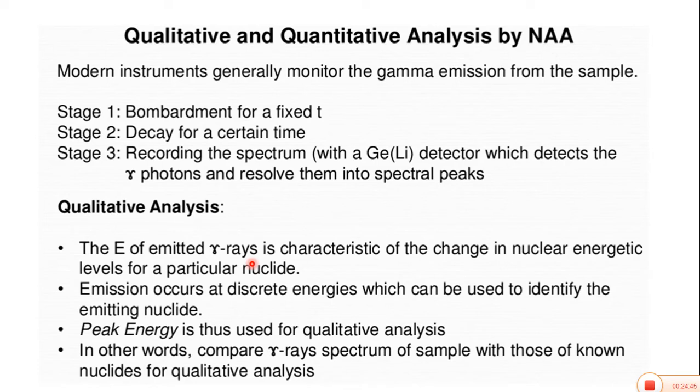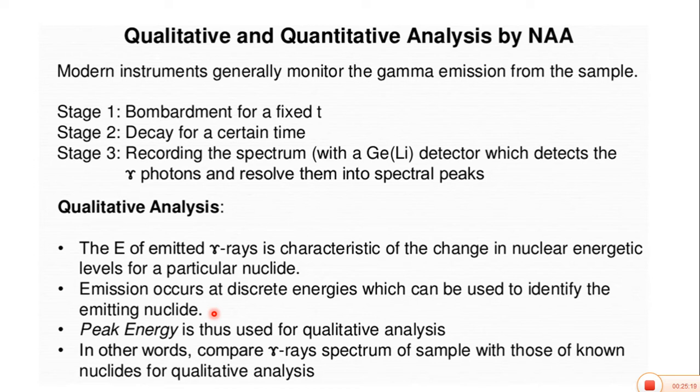If we look at all these nuclei, they have a particular type of nucleon setup inside the nucleus. So definitely, when they have a particular type of setup inside the nucleus, they will have particular energy gaps between the neutron as well as proton nucleon shells. So they also produce energies which are particularly related to that particular nuclei. Emission occurs at discrete energies which can be used to identify the emitting nuclei.